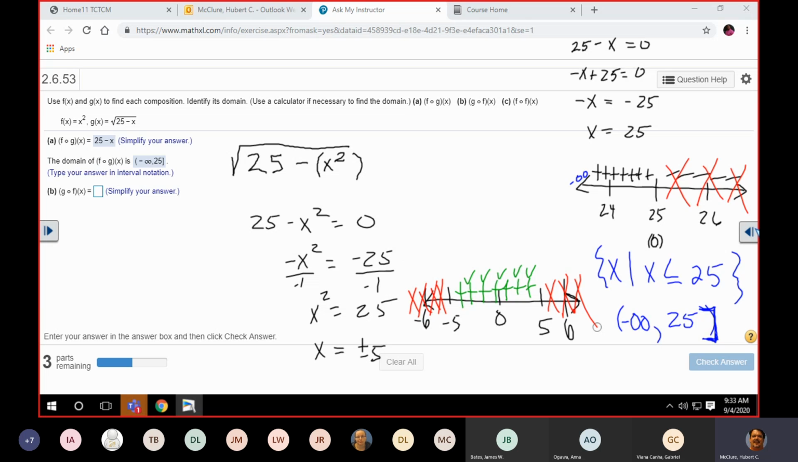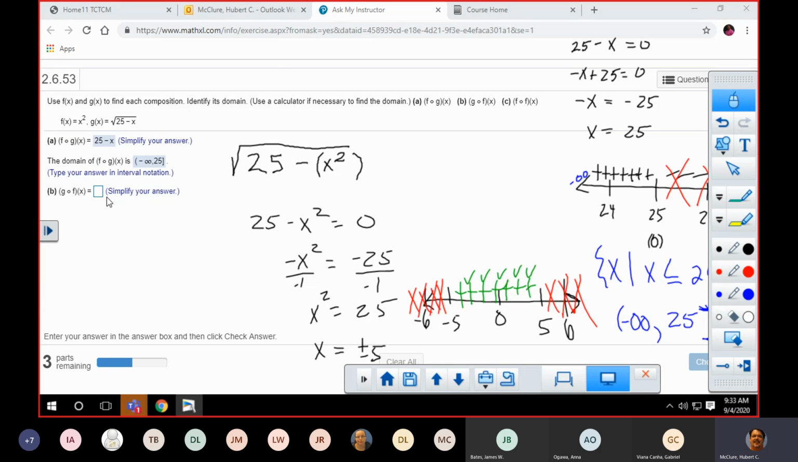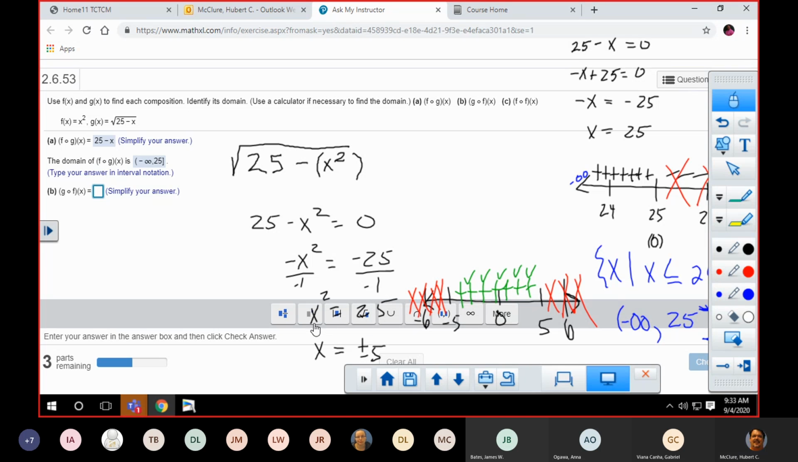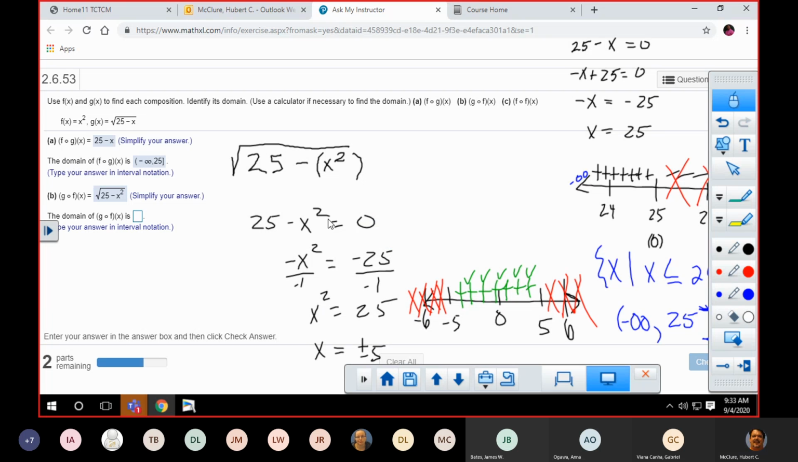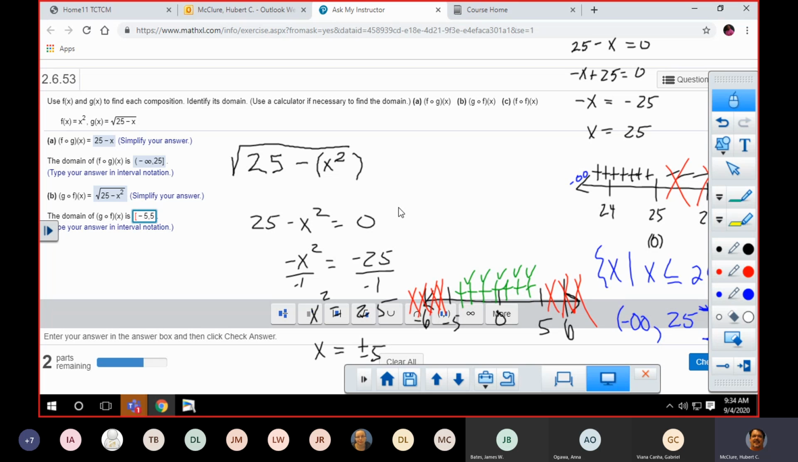So here we go. We take our handy dandy radical, and 25 minus x squared. And interval notation would be brackets, -5, comma, 5, close brackets. And you should feel good about yourself.